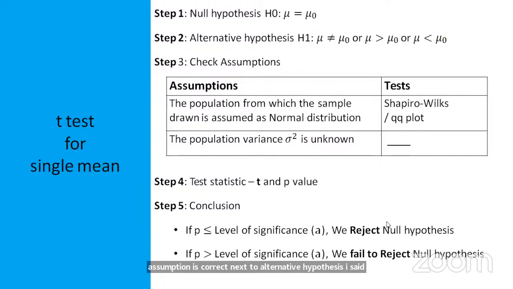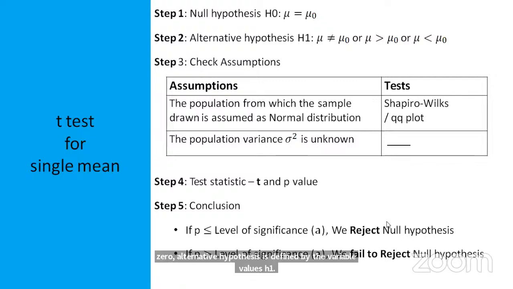The null hypothesis is defined by the value, H0. The alternative hypothesis is defined by the other values, H1. Okay. Then I have to check the assumption, that is normality of the distribution. The population from which the sample is drawn is assumed to be a normal distribution.